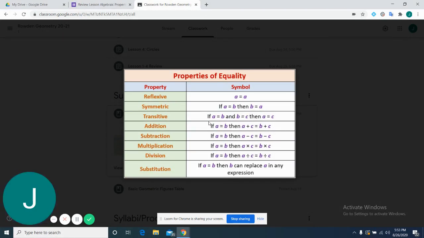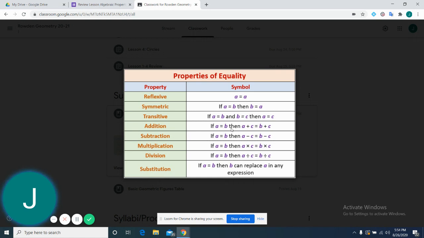Okay, transitive. If A equals B and B equals C, then A must equal C. This is a logical process. If A equals B and B equals C, B is the same thing, right? Up here, with this idea that any object equals itself, we know that B is the same as B, therefore A must be the same as C.